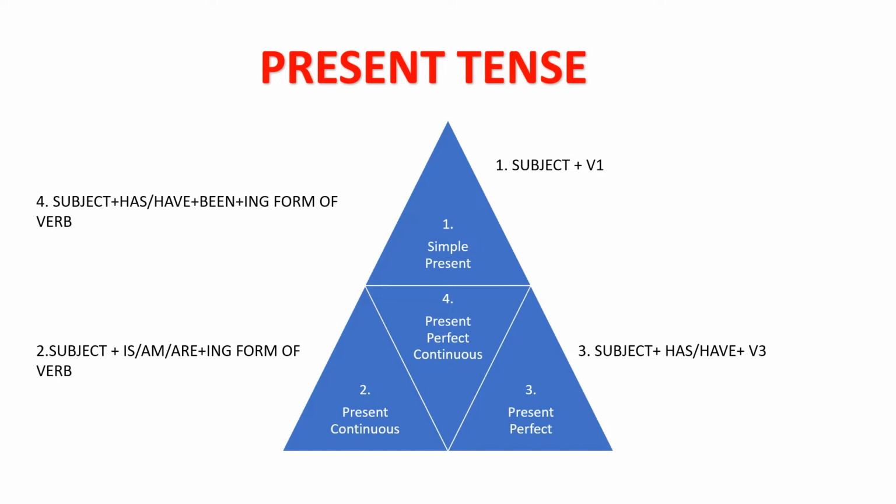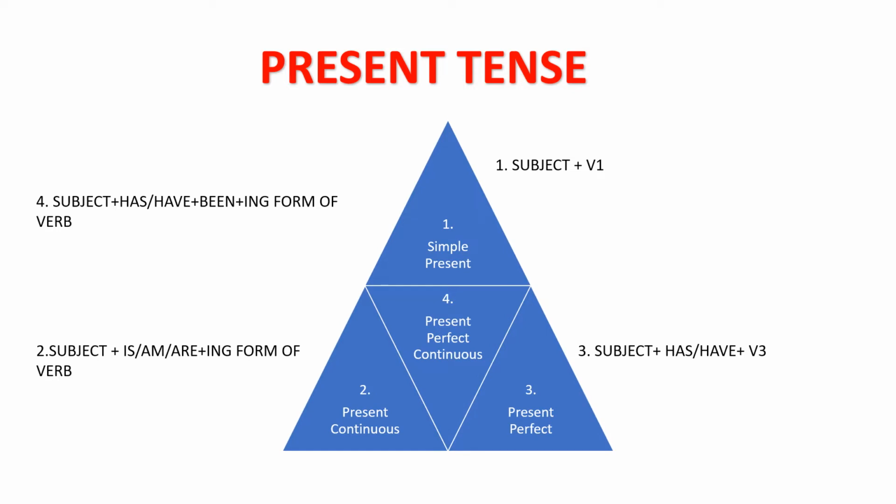A verb that refers to present time is said to be in present tense. There are three tenses: present tense, past tense, future tense. Further, these tenses are divided into four types. So let us start with present tense. Present tense is divided into simple present tense, present continuous tense, present perfect tense, and present perfect continuous tense.